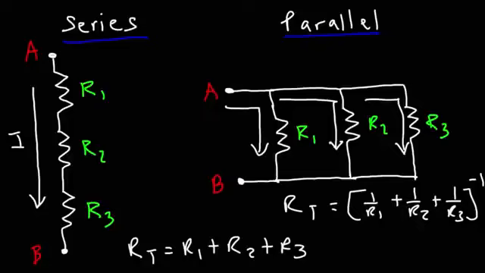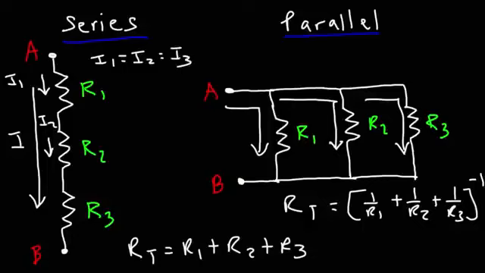Now there's some other important things to take into account here, because in a series circuit, the current flowing through each resistor is the same. So the current flowing through R1 is called I1. The current flowing through R2 is I2. Each of these currents, they're the same current. I1 is equal to I2, and that's equal to I3.